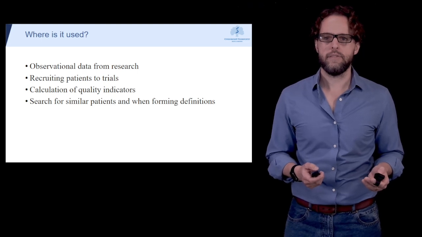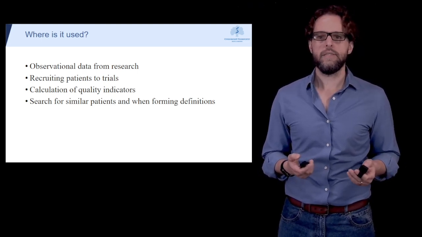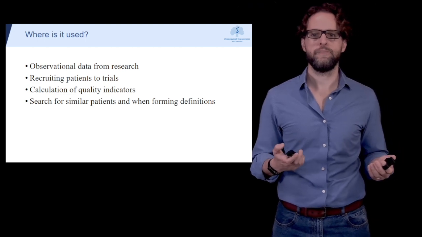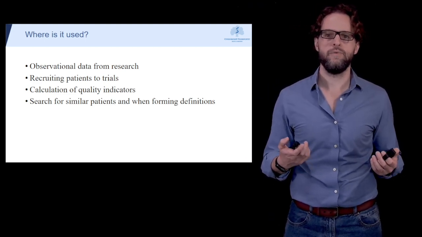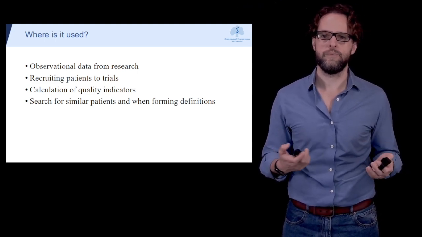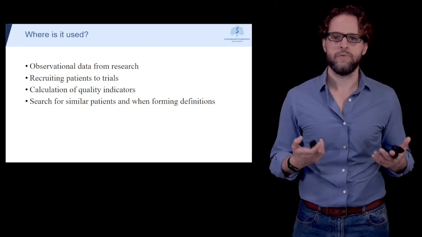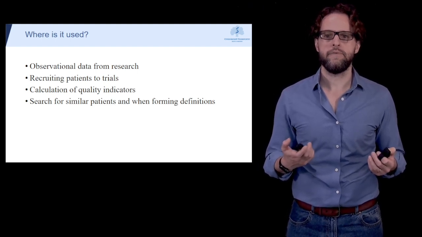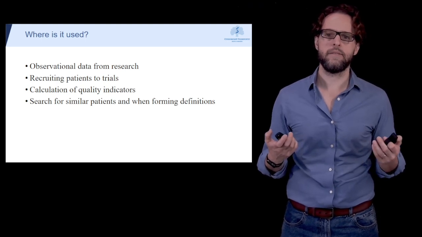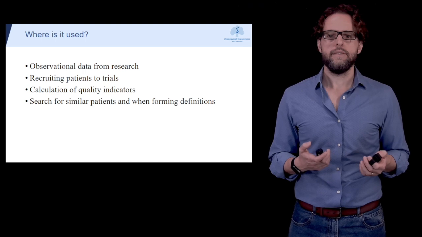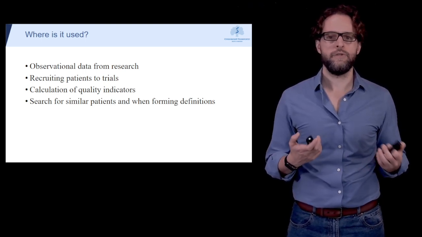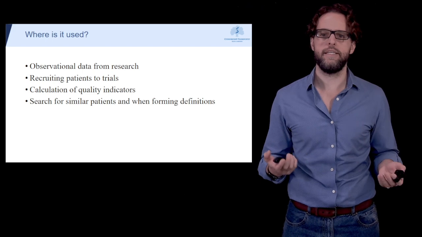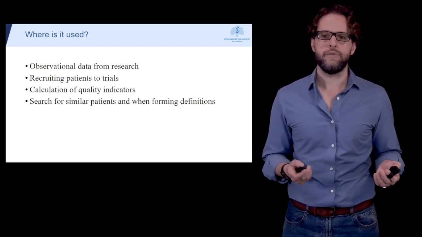Why is this process useful for healthcare? Electronic phenotyping is widely used in clinical research. It is applicable to observational data from research. Patient enrollment in clinical trials could use it, and calculation of quality indicators for health systems that provide public reporting also could use it. This procedure is also used in searching for similar patients and in forming definitions for large-scale interclinical research.